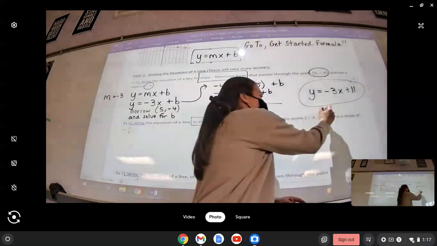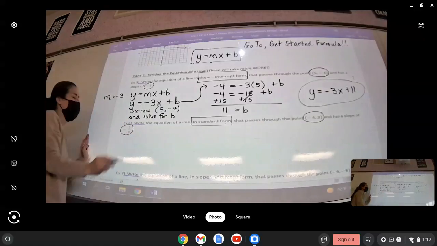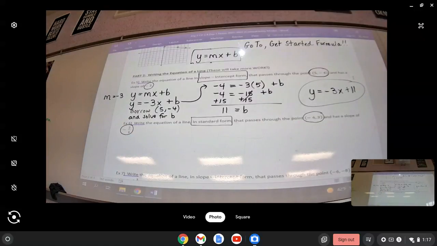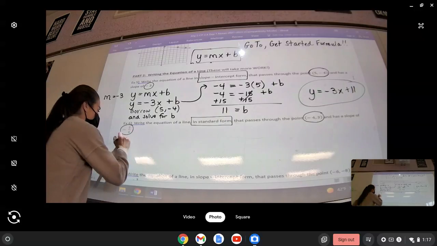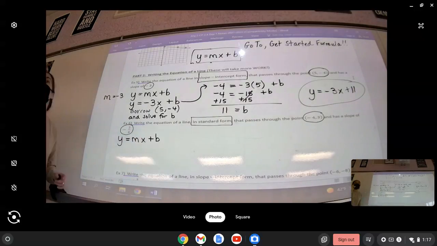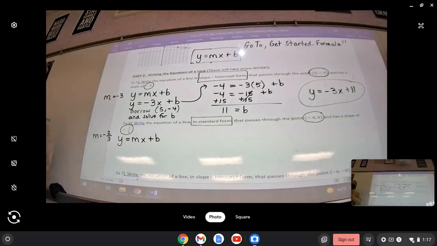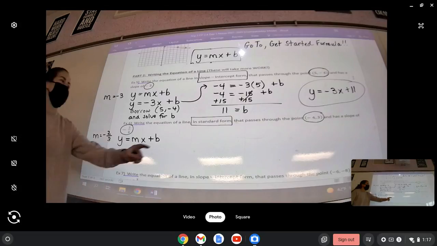Our line has to pass through this point, and it has to have a slope of -2/3. Okay, let's get organized. Who's your go-to get started formula? y equals mx plus b. We're ready. We clearly know that the slope is who? Negative. All right, we know m is -2/3. If we got b, we're home free.